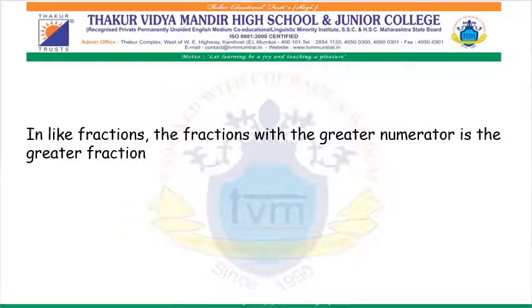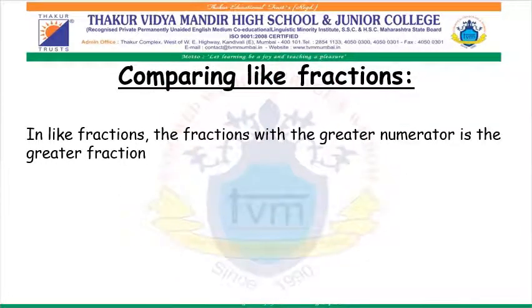Now we will see comparing of the fractions. First, let us see comparing like fractions. In the like fraction, the denominators are same. The only difference is in the numerator. Now, we have to find out. Suppose I have given you two fractions, 3 by 6 and 4 by 6. You have to find out which fraction is bigger. So, in the like fraction, the fraction with the greater numerator is the greater fraction.